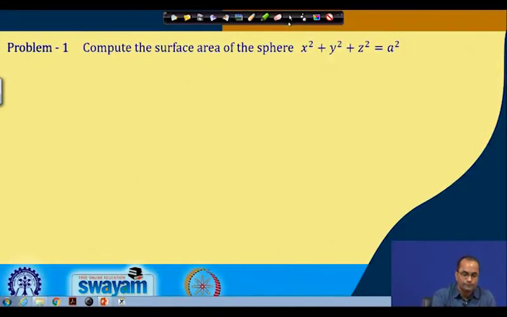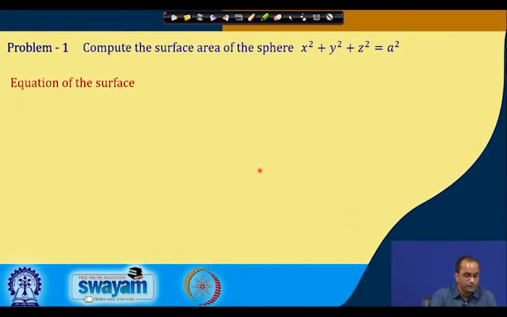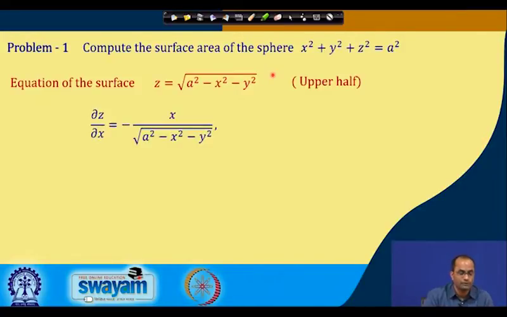Okay, so the equation which will give us the surface is what I have just discussed. For the upper half, we will take z is equal to the square root of a square minus x square minus y square. And now we need to compute, because in the formula we need the partial derivative of z with respect to x and also the partial derivative of z with respect to y.